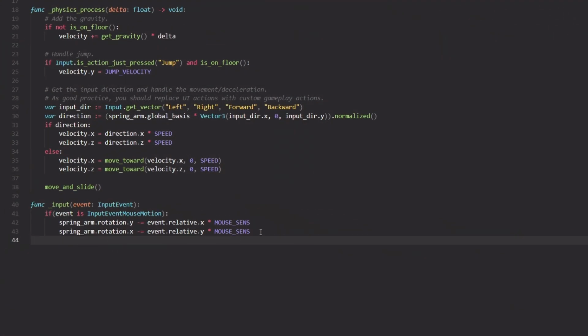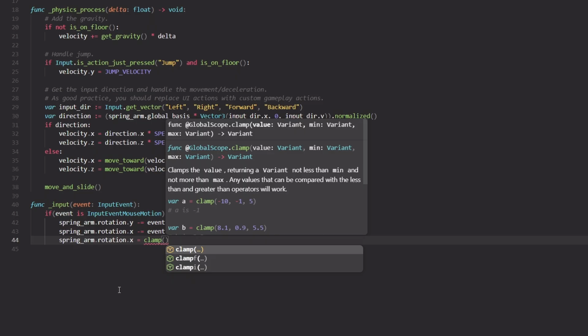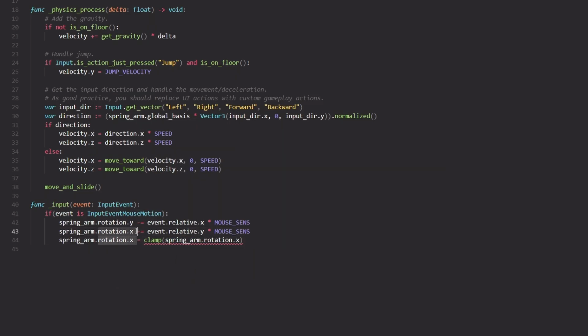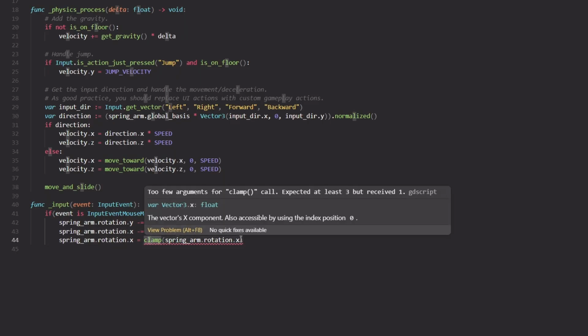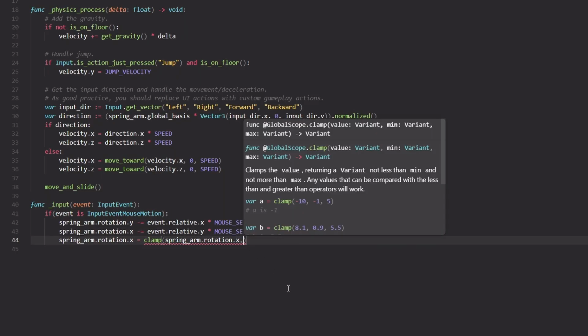Now let's fix the issue with being able to rotate our camera beyond the 90 degrees up and down in pitch. To do that, we can simply take the X rotation of our spring arm and say it's a clamped value of itself. So in case we set it to over 90 degrees in the line before, it will now be clamped to a certain number.